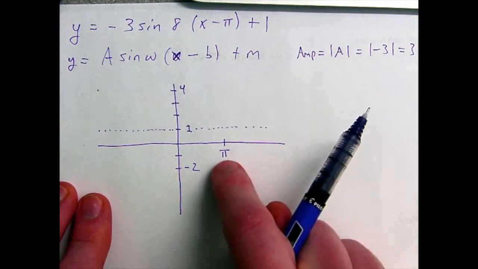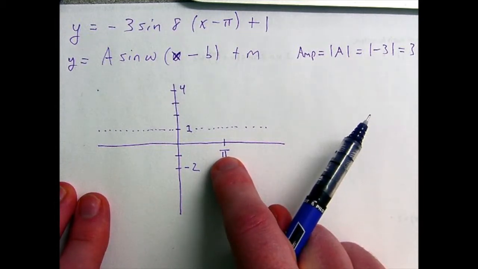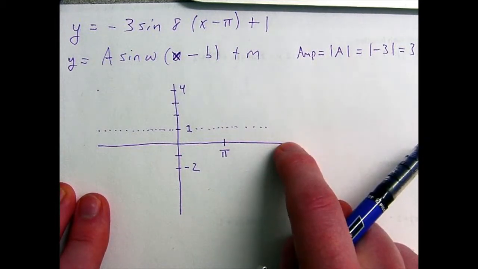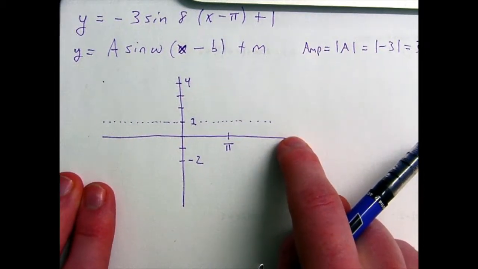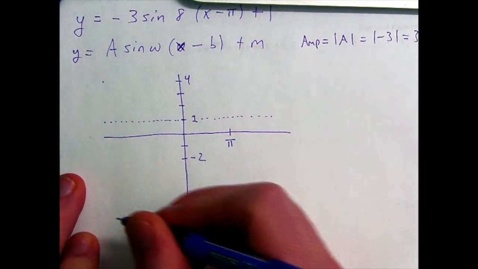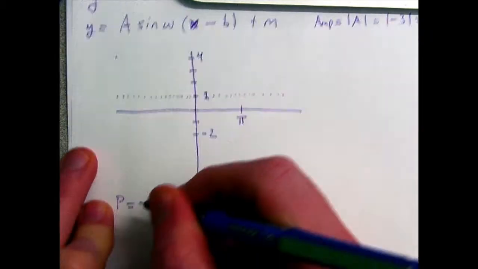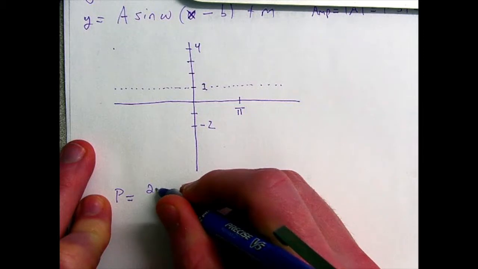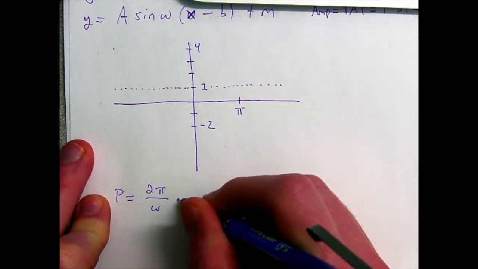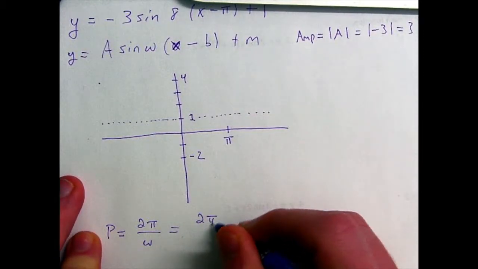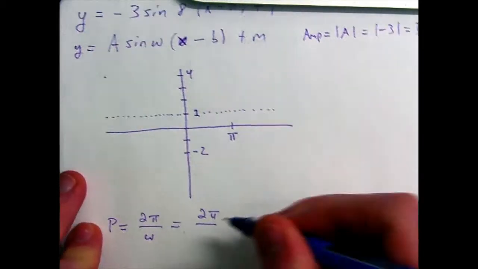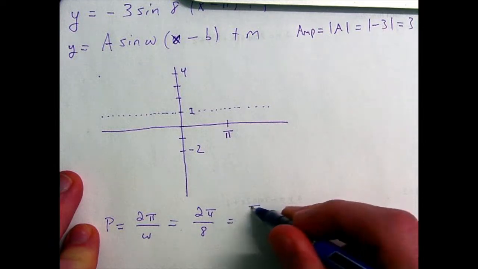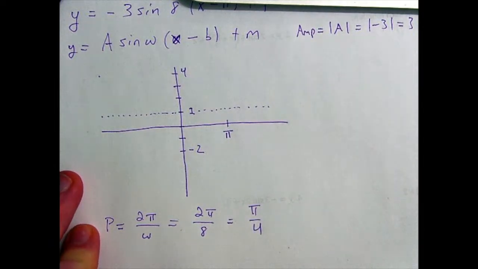Now, if this is where the cycle begins, then to find out where it ends, I need to know the period. Remember, the period is the length of one full cycle. So let's find the period. Remember, it's given by this formula. P is equal to 2 pi over omega. That would be 2 pi over, what is omega in this case? It seems like it's 8. So that's 2 pi over 8, which reduces to pi over 4. So that's the period, right?